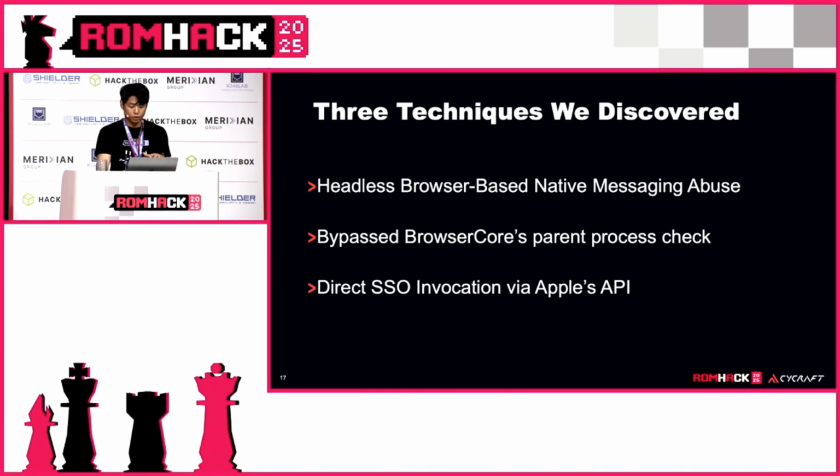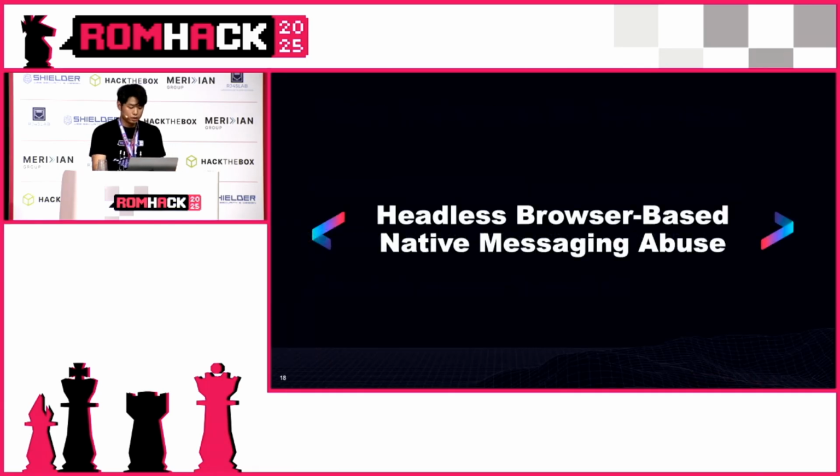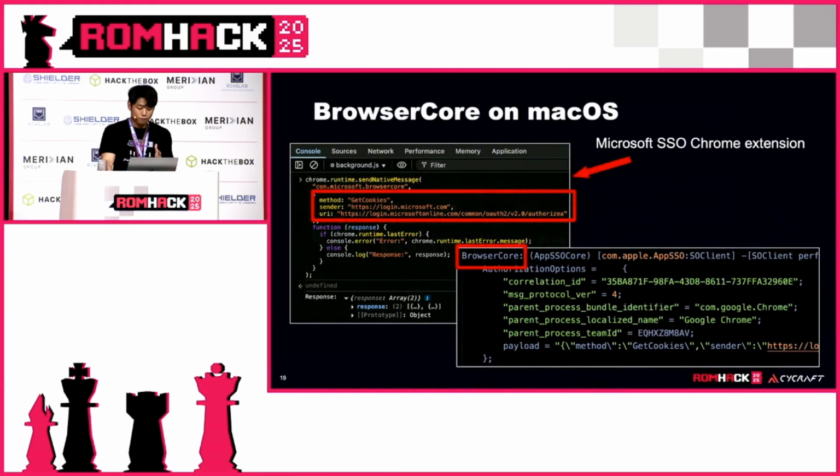Next, I'll walk you through three different methods we found to steal the PRT cookie on macOS and explain how they work. So let's begin with the first one, headless browser-based native message abuse. This first method is actually quite straightforward because Microsoft provides a Microsoft SSO Chrome extension, which allowed us to initiate an SSO request and directly retrieve the output. On a compromised macOS device, we can simply install this extension and extract the PRT cookie right away.